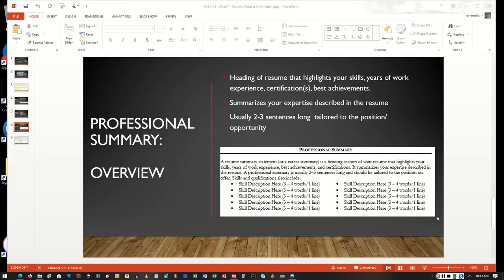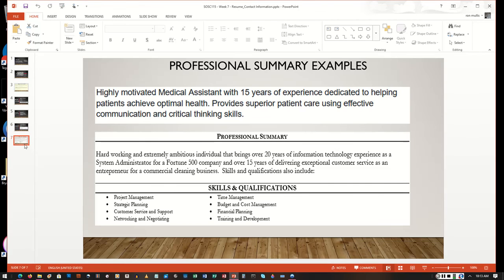So you can see this is kind of the format that we have our students at the college I teach at use. We have them use this format. And let's go over a couple of examples of professional summaries.